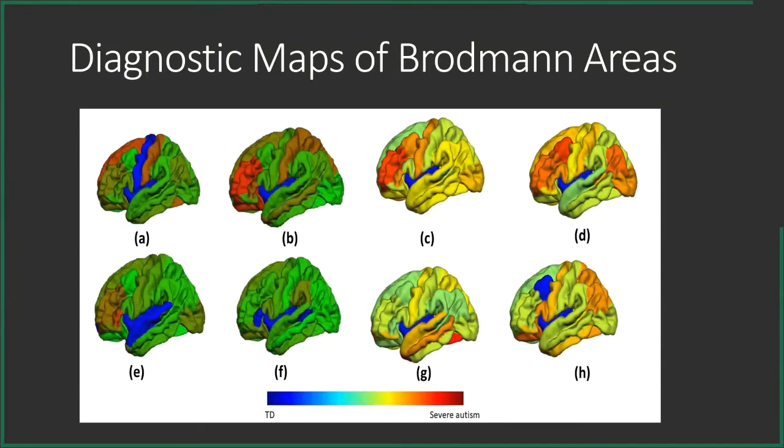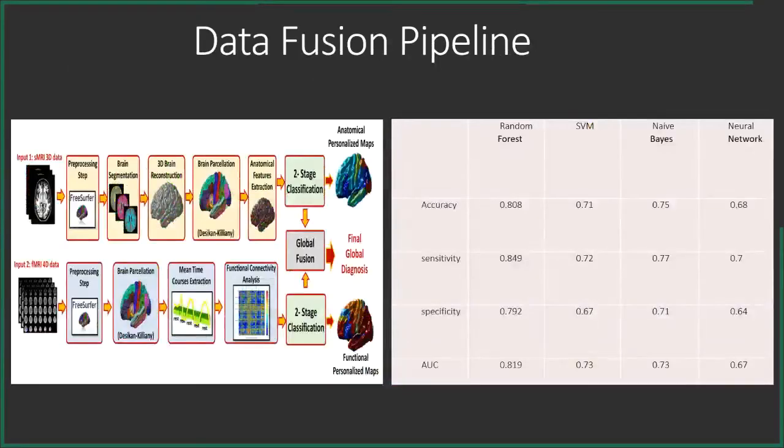A very interesting output of this is that on the left side are the typically developing brains, and on the right side, C, D, G, and H are the autistic brains. And what you can see there is that there's more red, more yellow. Overall, it's lighter, and you can see that you can actually give a very local diagnosis to particular brain regions. And those are markedly different from the typically developing brain.